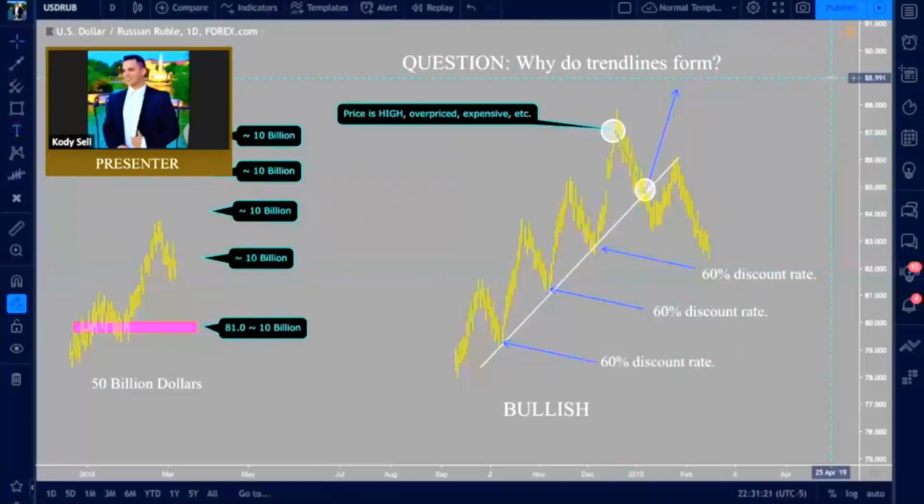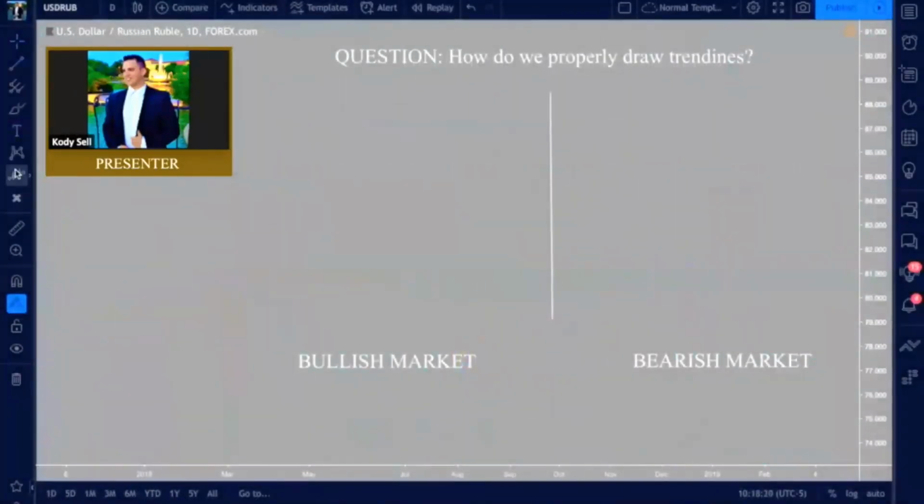So now that we understand what trend lines are and why they form, we need to understand the proper way to draw them. All right, now for the bullish market, we are heading up, of course. So we will do it like this. And then in the bearish market, we are heading down.